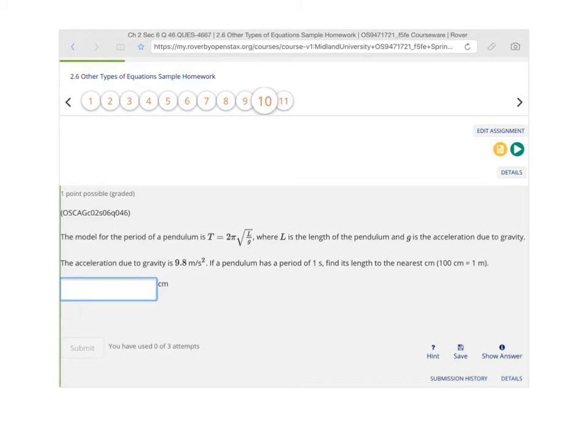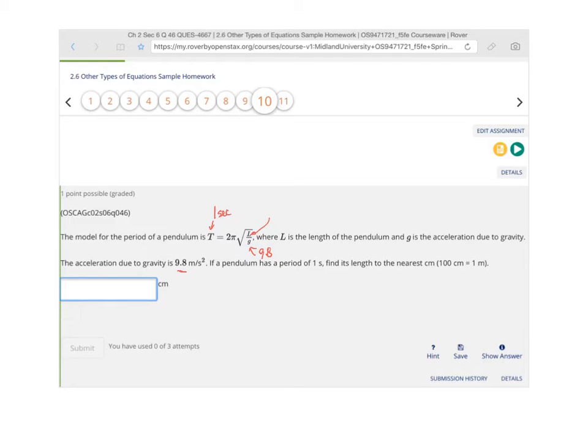So in other words, you're given this T, so T is known. You know that it's 1 second. And this G is 9.8. We do know that. We need to figure out the length. That's what's going on.